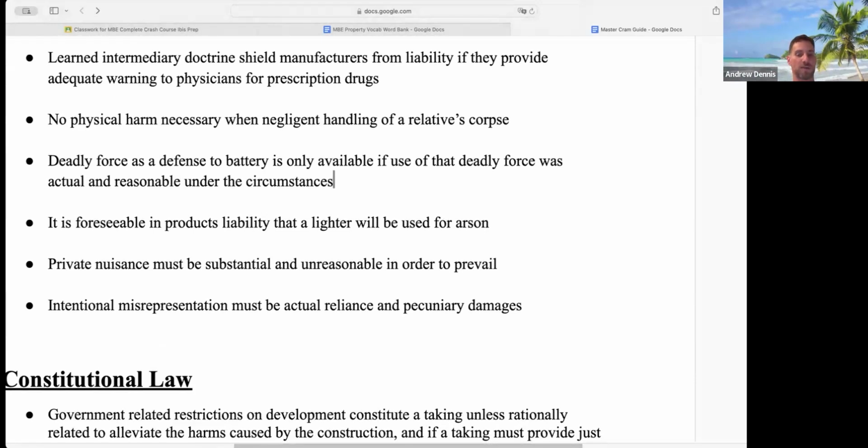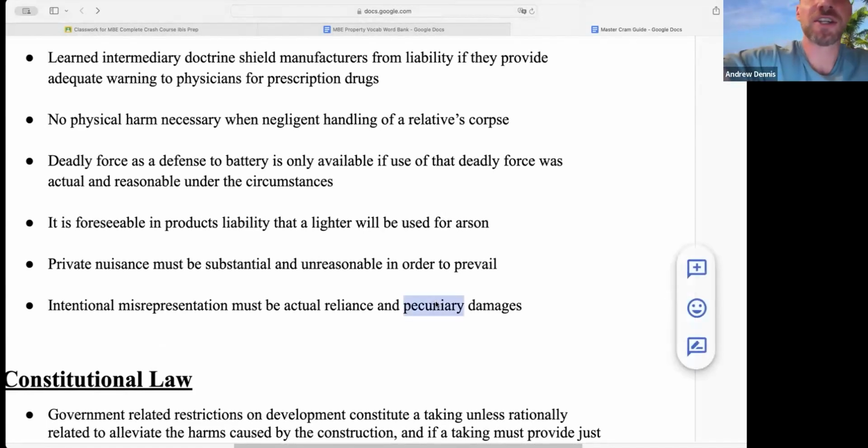Private nuisance must be substantial and unreasonable in order to prevail, not something that's just like Rosie barking at the squirrels. Intentional misrepresentation must be actual reliance and pecuniary damages. People get that one wrong a lot. Misrepresentation, there needs to be damages. So if you represent something and it's a misrepresentation and then you sell it to them and they're able to resell it for that exact price, they didn't suffer any damages and they will have no claim.